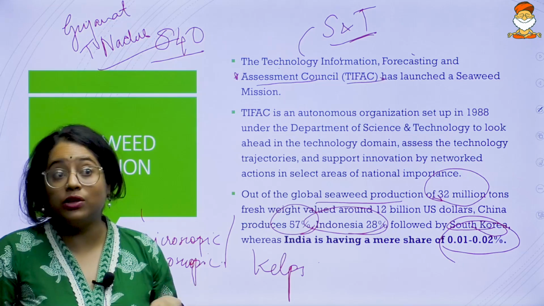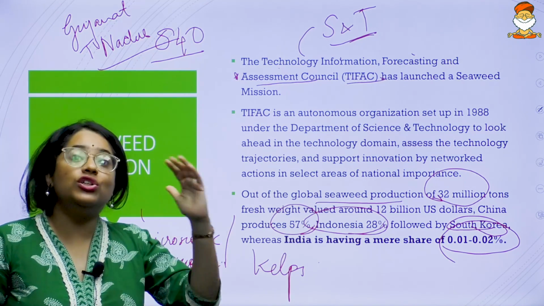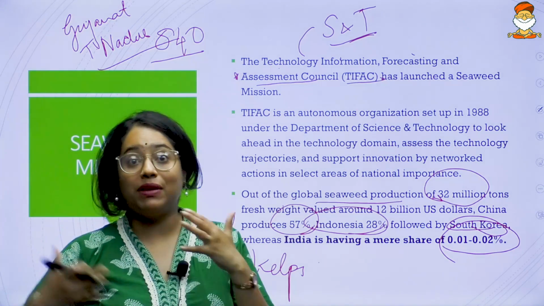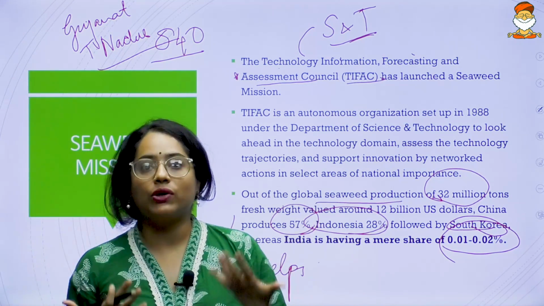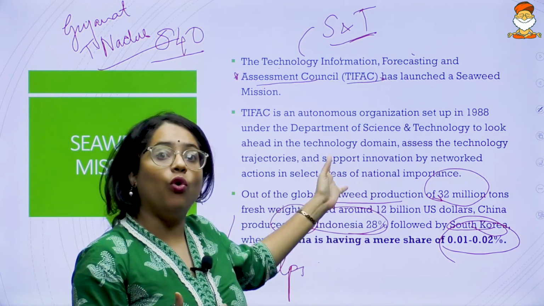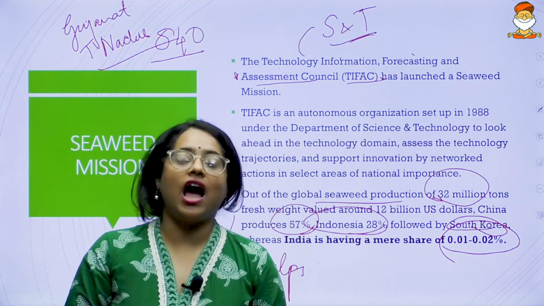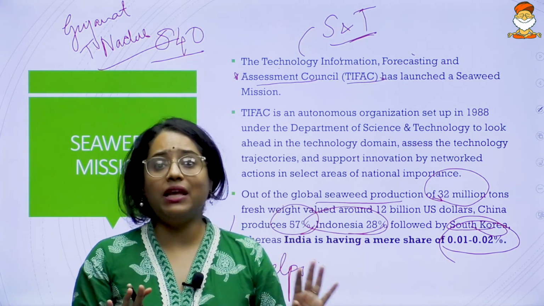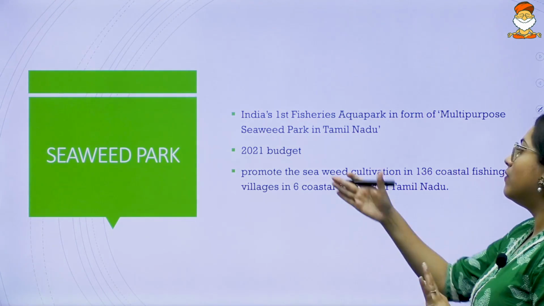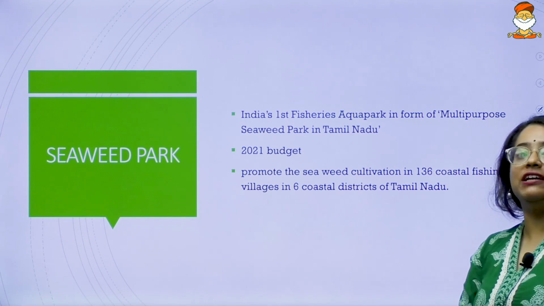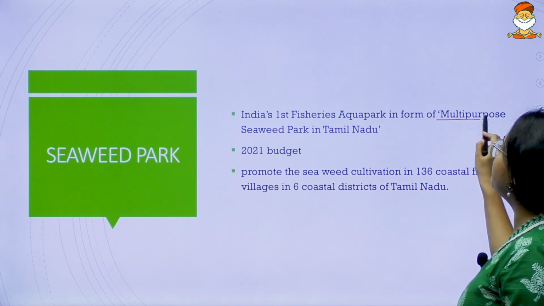Given the widespread use, it's been said that almost 80% of the dissolved oxygen process in the oceans, that oxygen cycle and carbon dioxide cycle, is primarily owed to the seaweed population in the oceans. So they are on the whole very important for ecology and habitat. Now it's in this same context that we have started a seaweed park, India's first fisheries aqua park, in the form of a multi-purpose seaweed park.